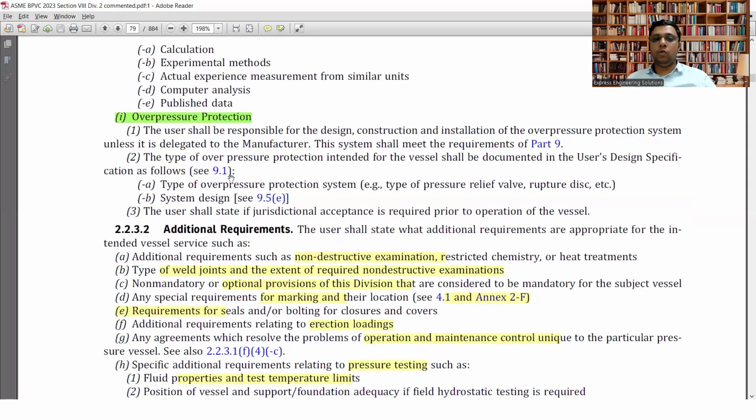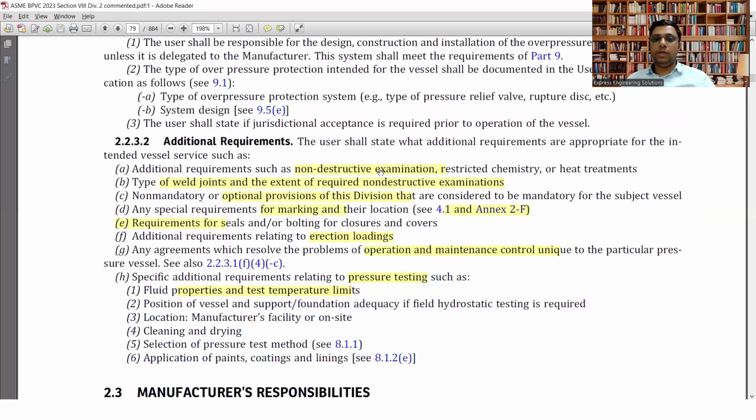Then comes the overpressure protection. When we are talking about pressure vessels, specifically Division 2, mostly it is used for 3000 psi and more pressure. Now it is an alternative code, so we can use it from 15 psi onwards as well. For the overpressure protection, there are requirements given under Part 9. All those requirements need to be very clearly mentioned in your UDS.